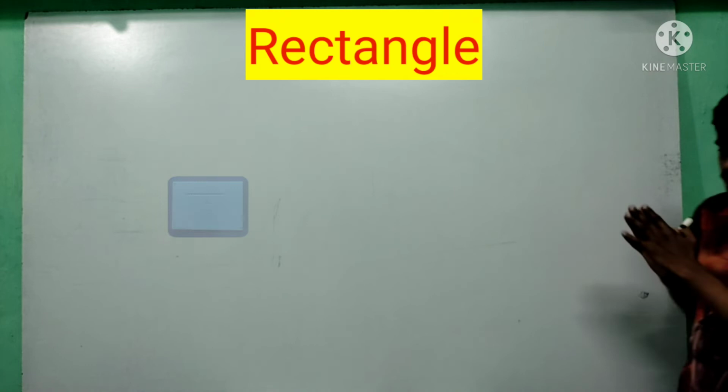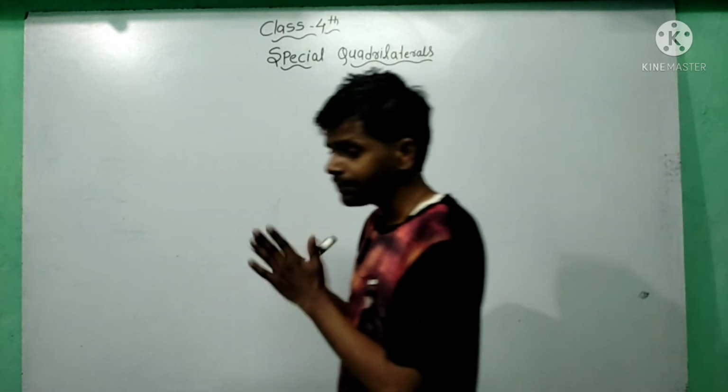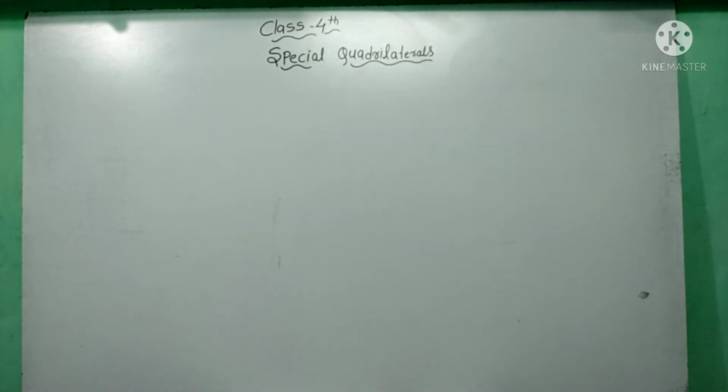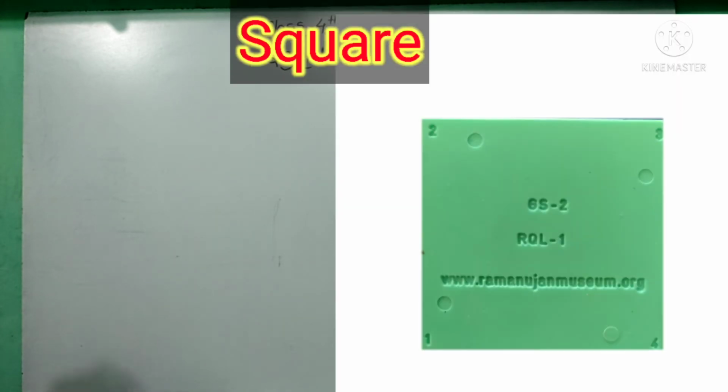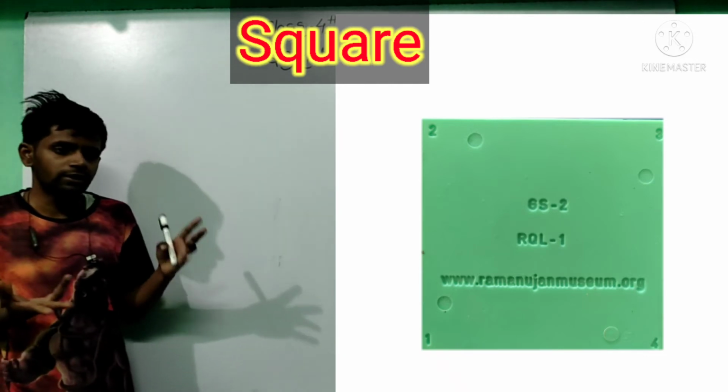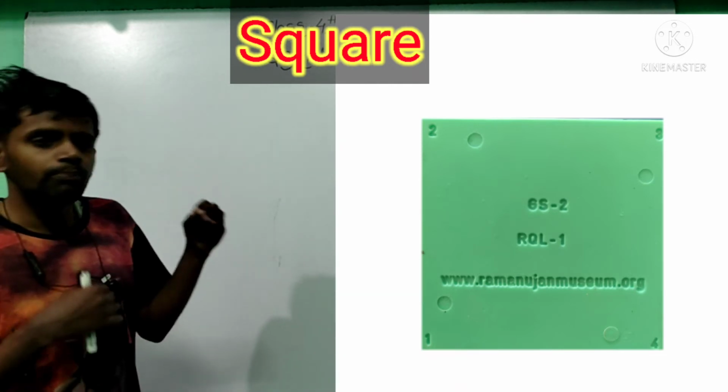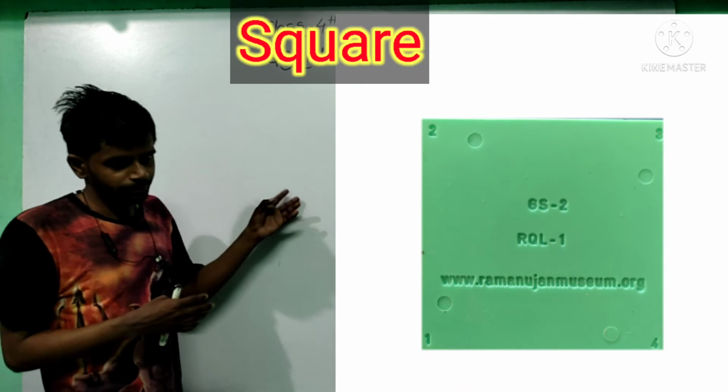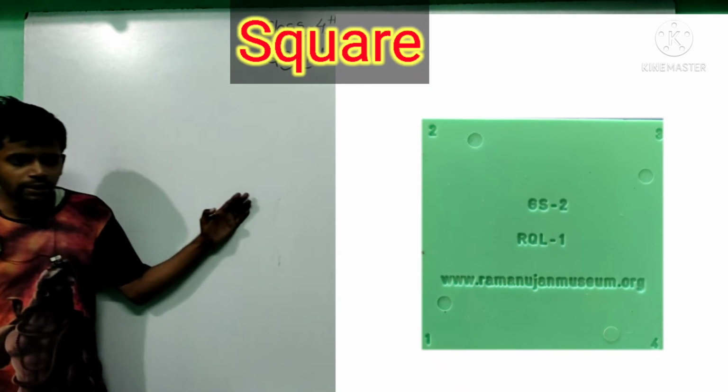Now let's learn about this square. अब हम लोग स्क्वायर के बारे में पढ़ेंगे. ठीक है. So what is meant by square? Actually square is also a parallelogram. Means ये quadrilateral तो है लेकिन स्पेशल quadrilateral है. ये सारी की सारी पैरेललोग्राम के प्रॉपर्टीज को भी फॉलो करता है. ठीक है. So it is a special parallelogram.